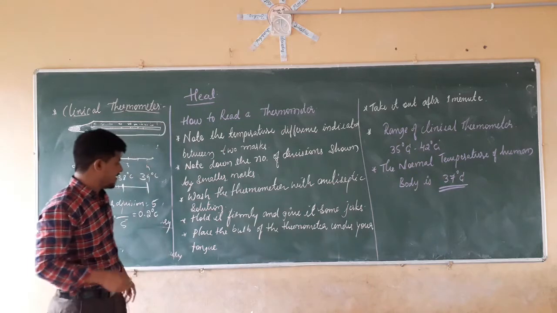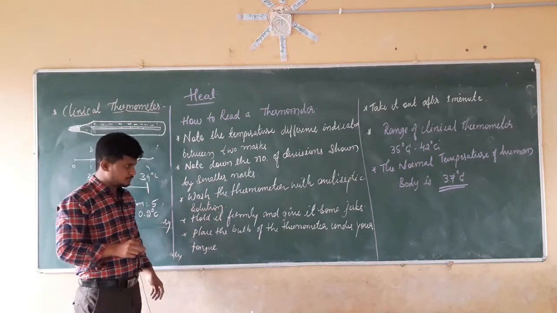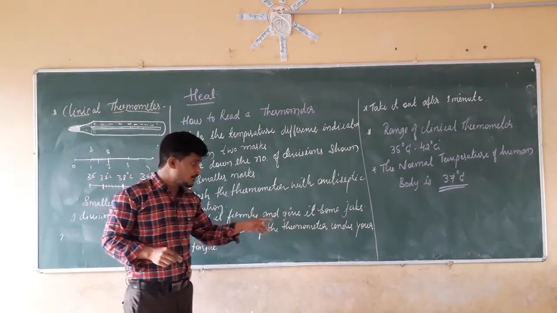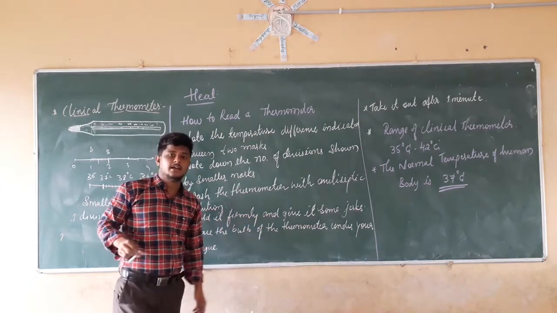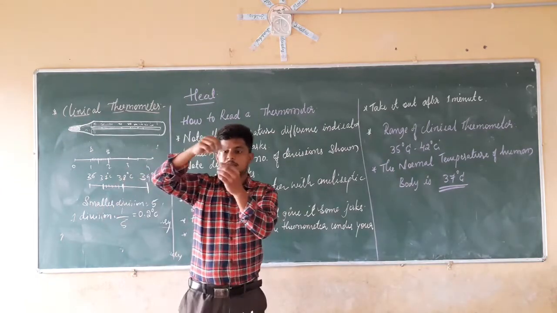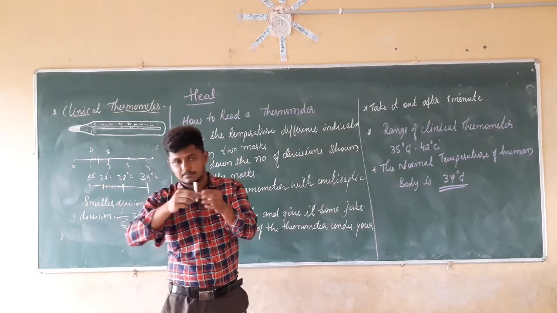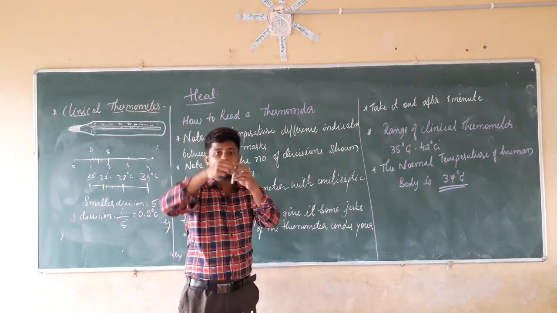Right. In the final stage, place the bulb of the thermometer under your tongue. We have to place the bulb. Let this be the bulb, and this will be the holder. We shouldn't hold this bulb here.